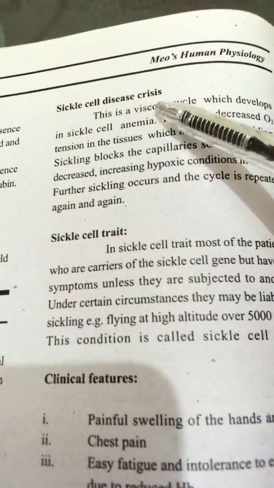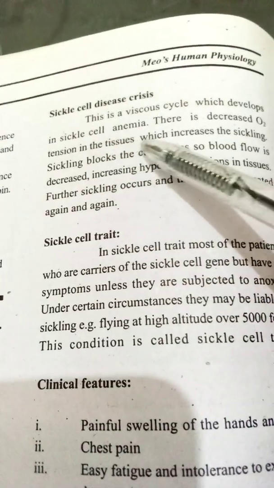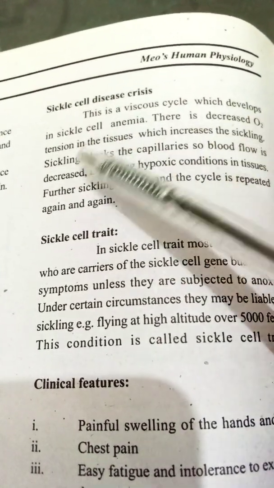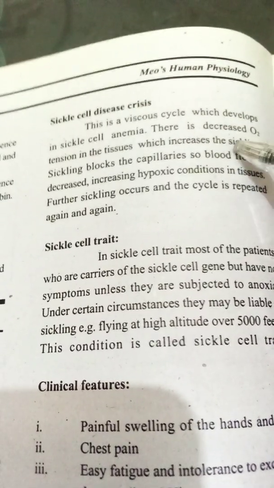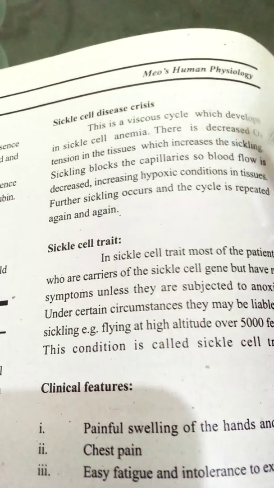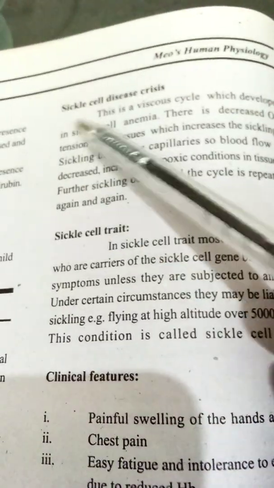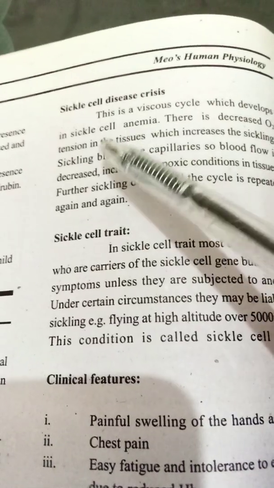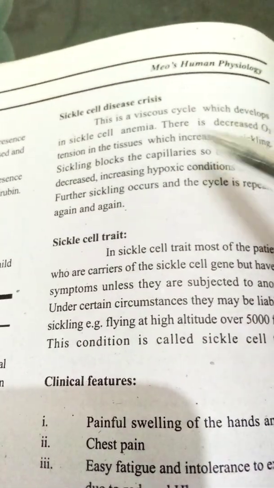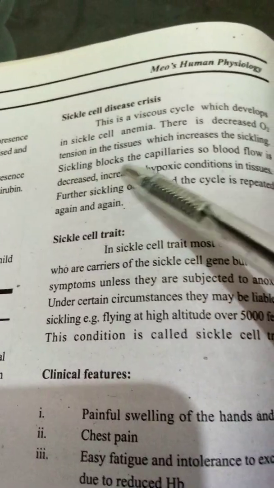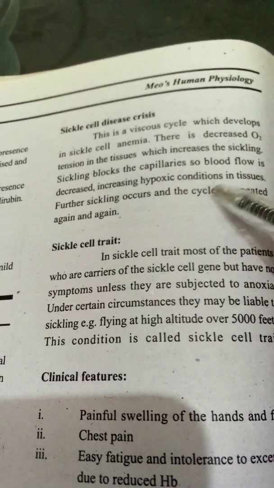Now, sickle cell disease crisis. This is a vicious cycle which develops in sickle cell anemia. There is decreased oxygen tension in the tissues which increases the sickling. Sickling occurs due to decreased oxygen molecules. So when there are fewer oxygen molecules, tension develops in the tissues. This tension causes the cell to become sickle shaped. Sickling blocks the capillaries, so blood flow is decreased, increasing hypoxic conditions in tissues.